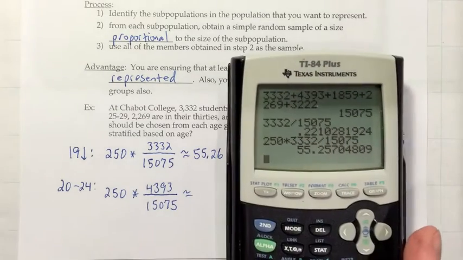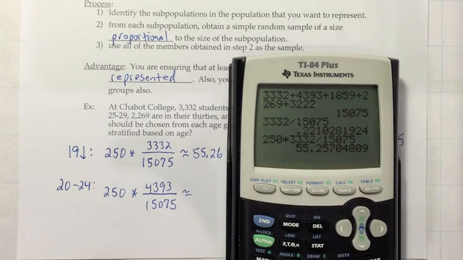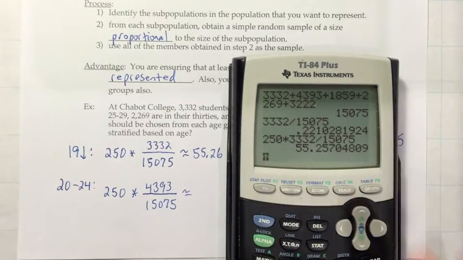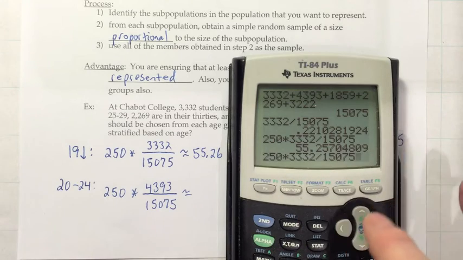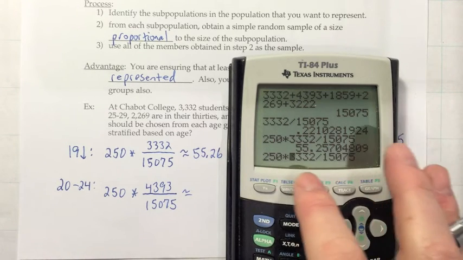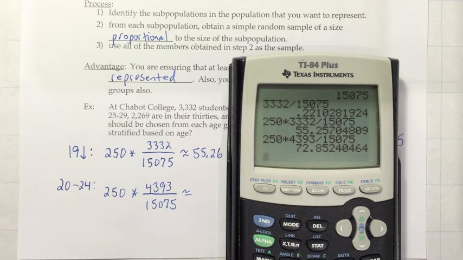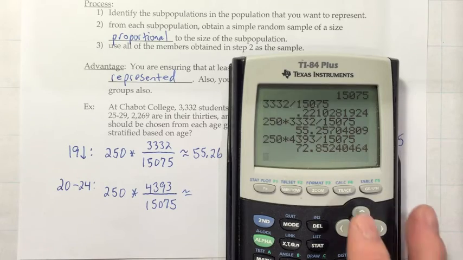You could just type the whole thing in again, but a nice little trick on the calculator: if you hit second and then enter, it'll bring up your last calculation. And since 2 of the 3 numbers stay the same, we can just leave those alone and use the arrow keys to move over our numerator, change it to the new number, and press enter. And we don't have to retype everything. So that's kind of a nice little trick.